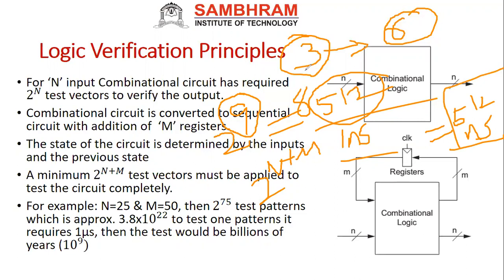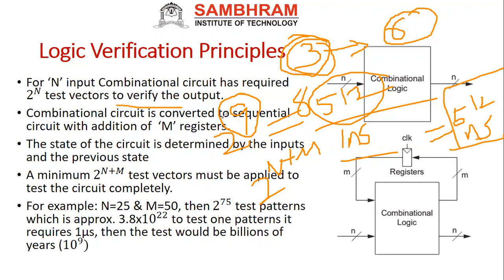Okay, that too, see 3-bit full adder. For a 3-bit full adder, how much time does it take? 512 nanoseconds. Now you think, in the same way, for n input combinational circuit, 2 power n test vectors are required to verify the output.